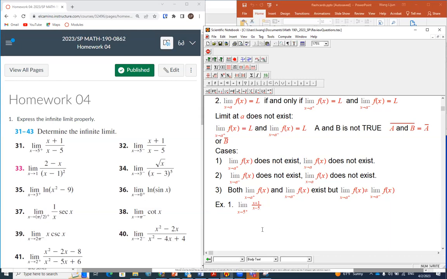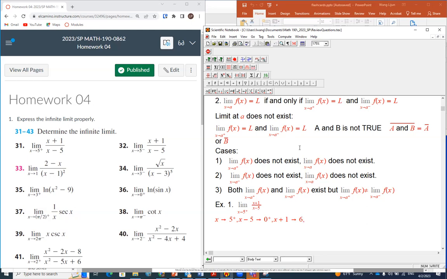So in this situation, when x is approaching 5 from larger than 5, x minus 5 is approaching 0, but from larger than 0. So the denominator is approaching 0, but positive. The numerator, of course, approaches a finite number. The numerator x plus 1 approaches 6.